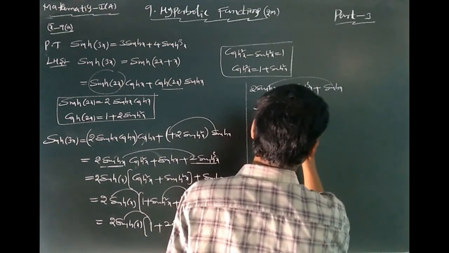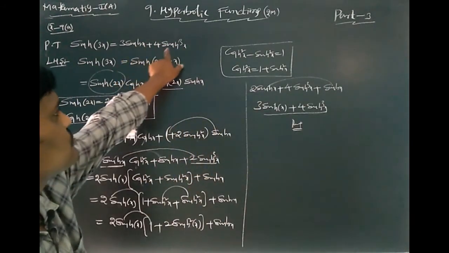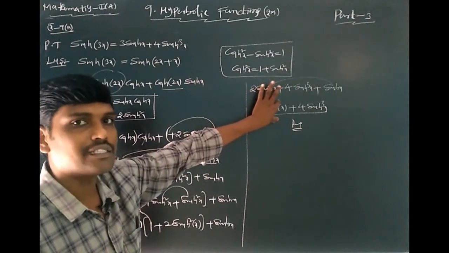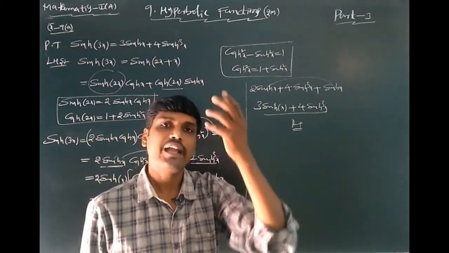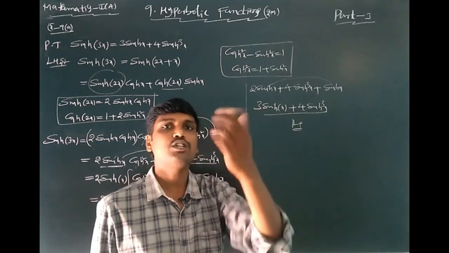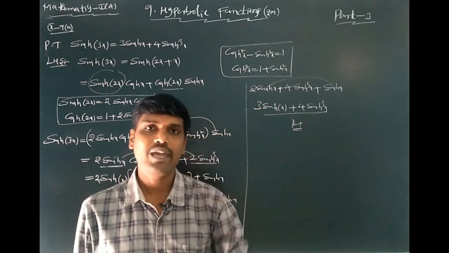This is the RHS part. Correct or not, check students? 3 sin hx plus 4 sin h cube x. This is the RHS part. You have to take LHS. You can use compound angle formulas and multiple angle formulas, identities, you get the answer. In this model, problems are also asked in the IP examination.